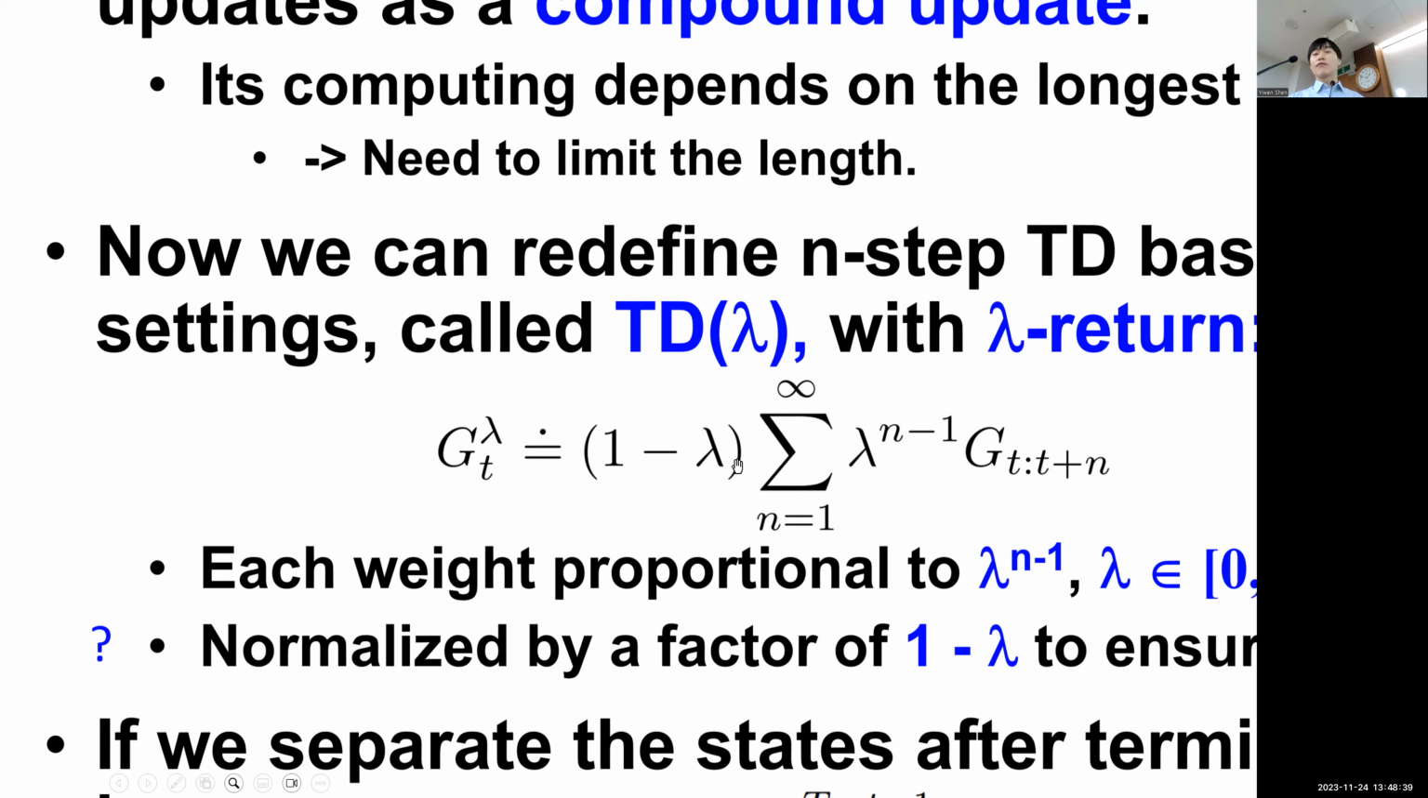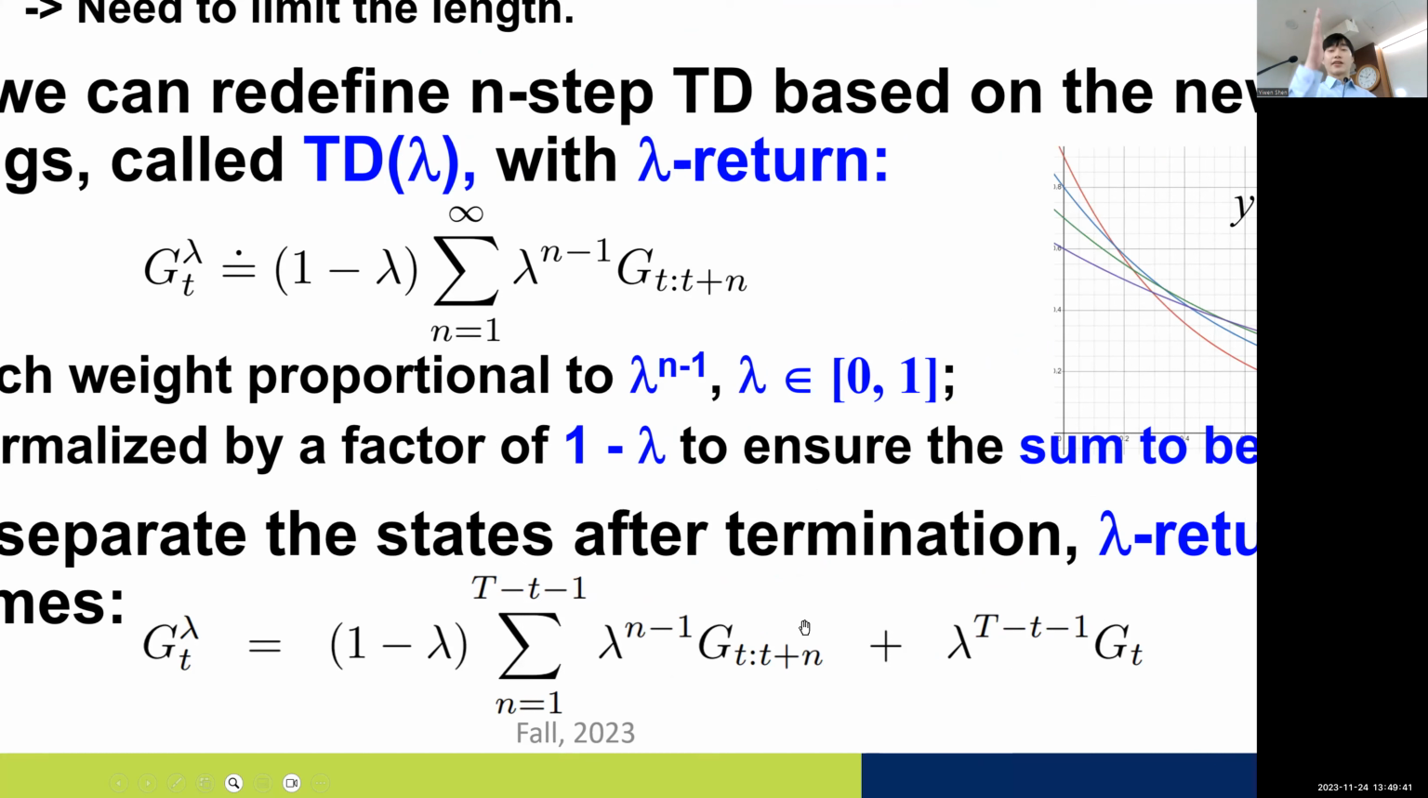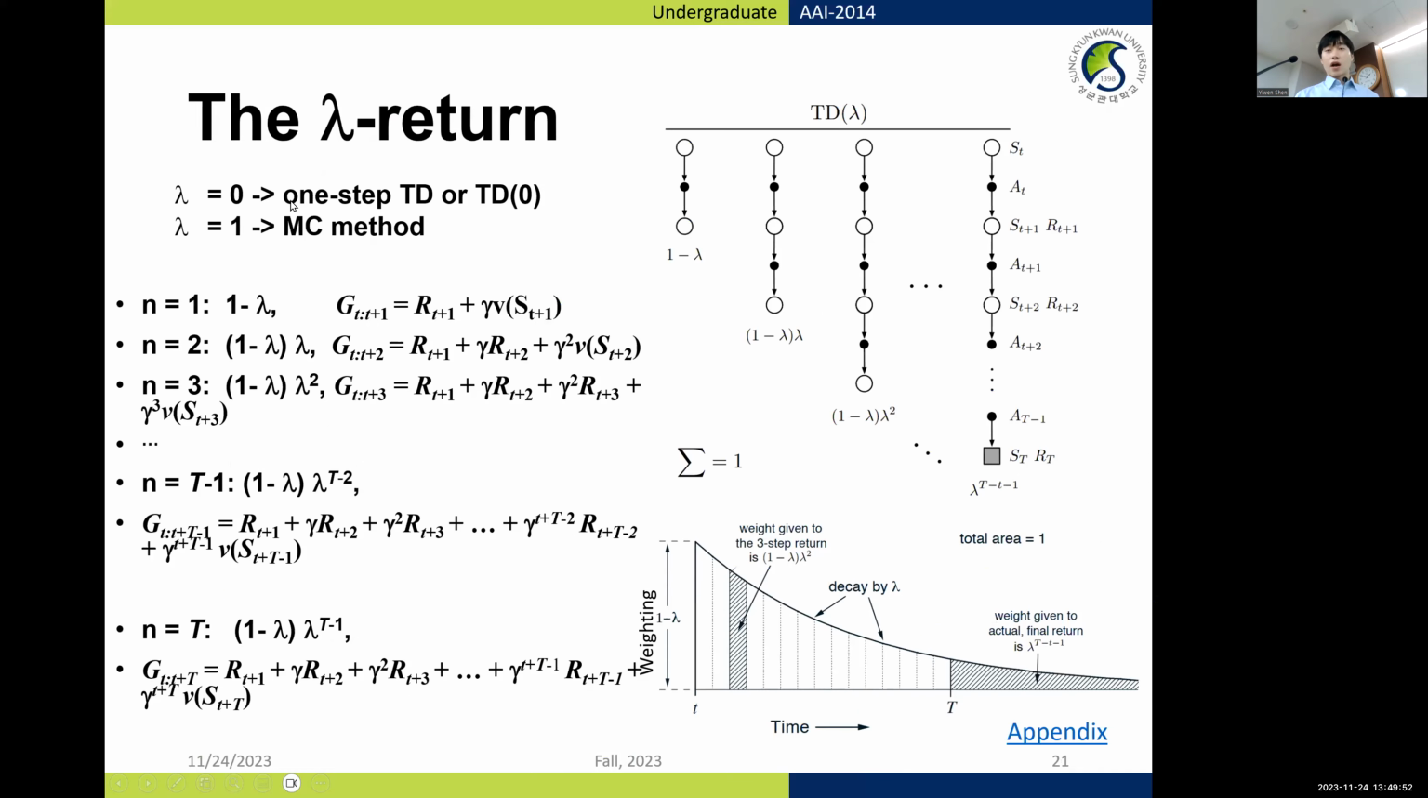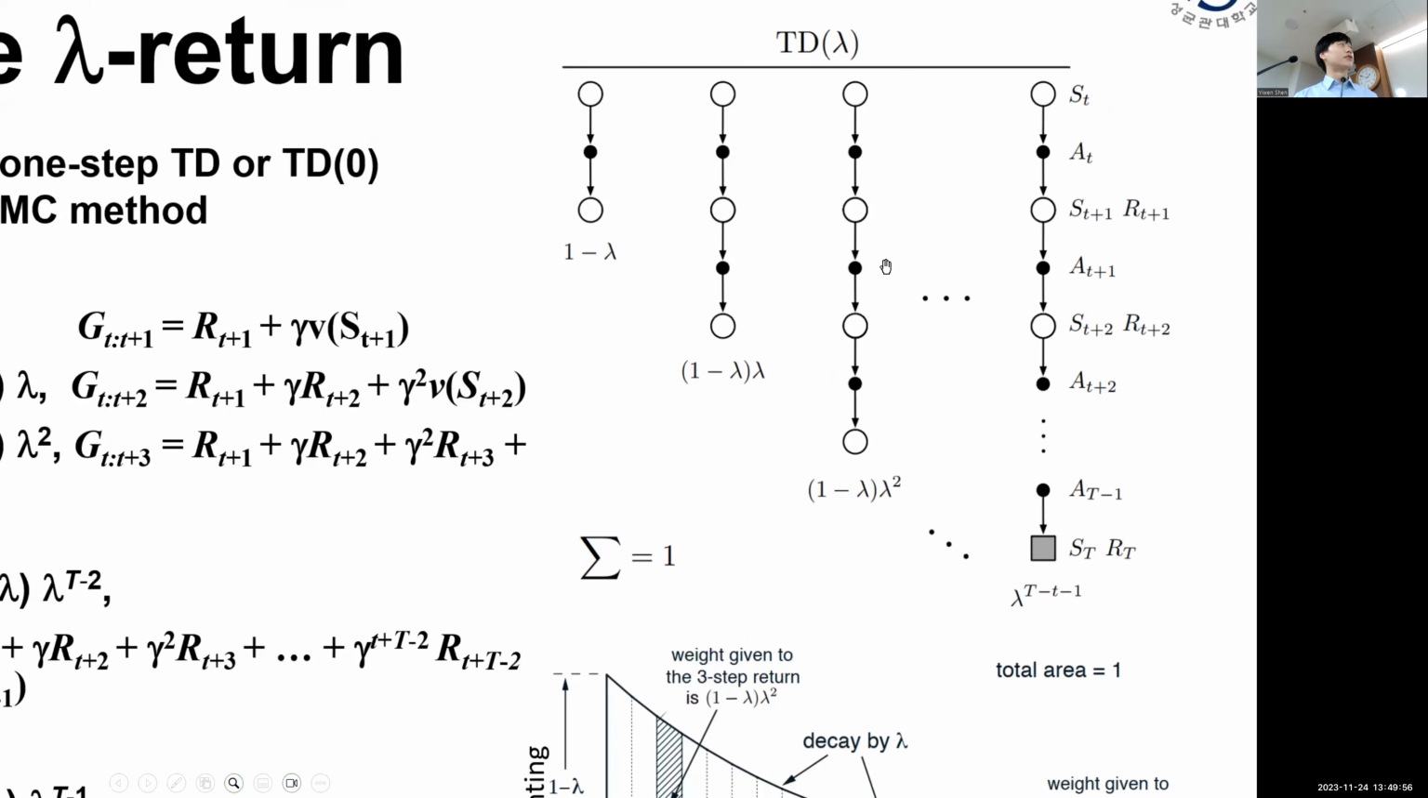Okay, we continue. If we separate the state after the termination, the lambda return becomes, so we just assume that because this is infinite, we consider the sum up to the termination point, then we put it here, so we get the termination term plus the remaining terms. Now, we use this backup diagram to check what is going on there.